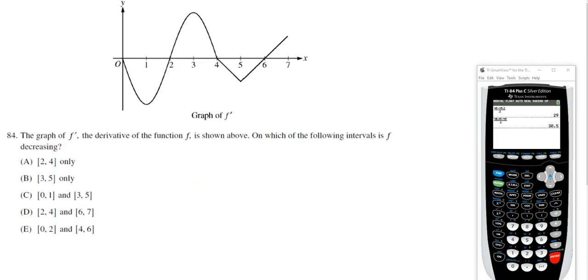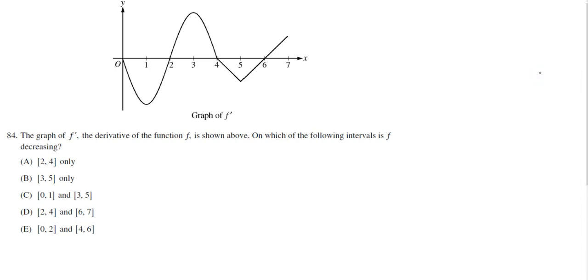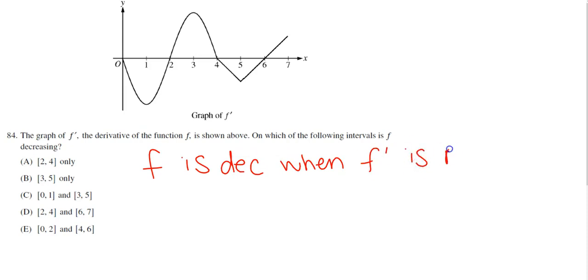84. The graph of f prime, the derivative of the function f, is shown above. On which of the following intervals is f decreasing? So f is decreasing, think of your diagram, when f prime, the given graph, is negative. And so that's going to be this piece and this piece. So the domain of those two red pieces will be that.